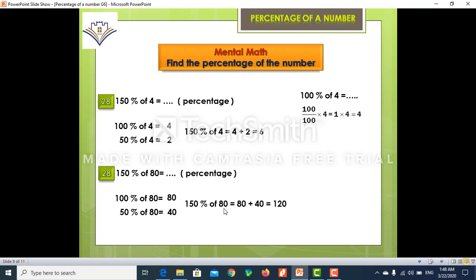Then 150% means 4 plus 2, which equals 6. Question 28. 150% of 80 mentally. 150% means 100% and 50%. Then 100% of 80 means 80, because 100% means 1, and 1 multiplied by 80 equals 80. The second is 50% of 80, which means half of 80, because 50% equals one half. Half of 80 equals 40. Then 80 plus 40 equals 120.